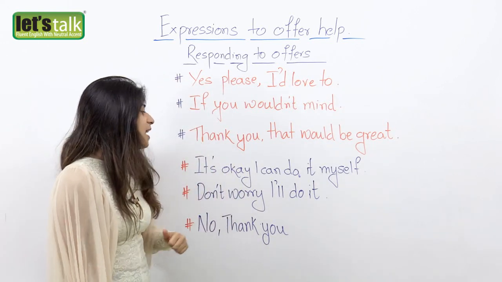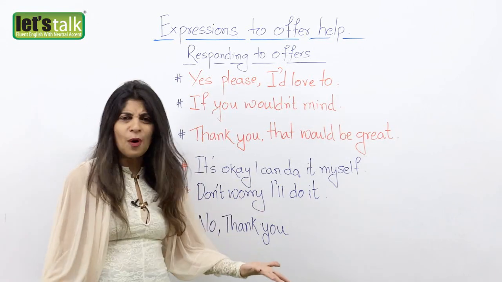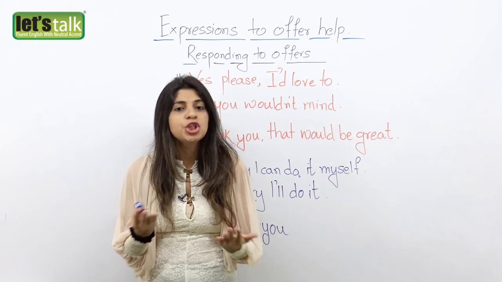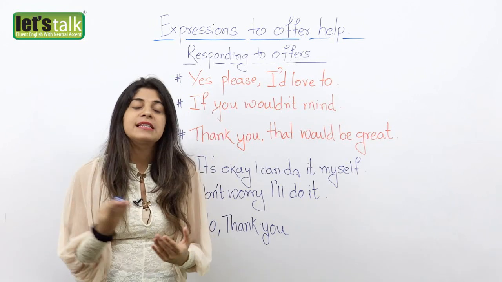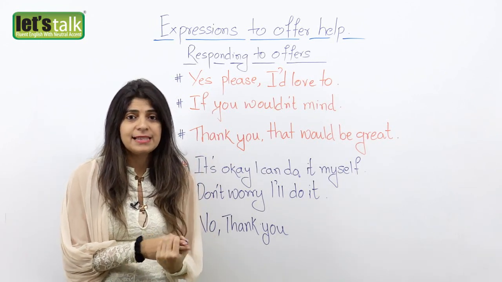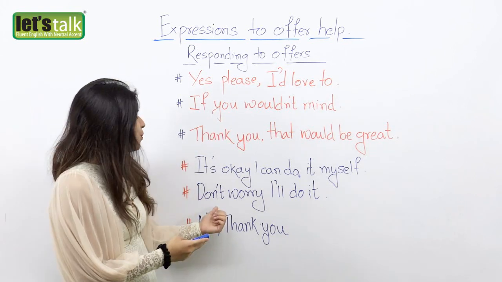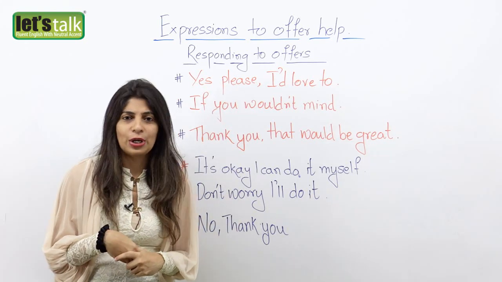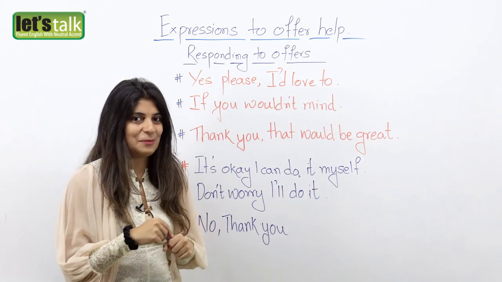The next one is, don't worry, I'll do it, okay? Don't worry, I'm just having a look at it. Like when you go to a shopping mall and at the store, one of the staff members comes up to you and says, are you looking for something or do you need my help? So you will say, oh, don't worry, I'll do it, or don't worry, I'm just having a look at it, okay? So this is the way you would decline the help.